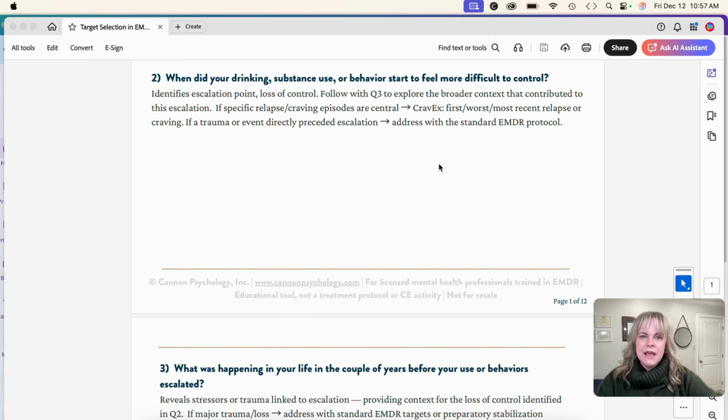So ultimately, again, this is a really good fit for the standard EMDR protocol. And sometimes, if you're also noticing that the relapse and craving episodes are really important, then you want to address the CravEx, which is where you do the standard protocol on the first relapse, the worst relapse, and the most recent relapse or craving.